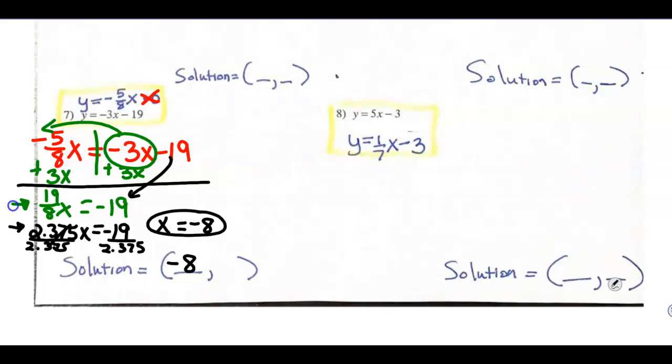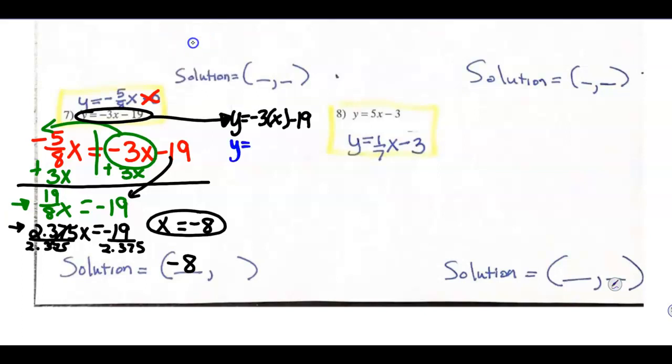So I got -8. Now what I'm going to do is I'm going to take my x and plug it back into my equation. I don't want to use the equation with the fraction because it's harder for me. I'm going to use this equation. Y equals -3 times x, and then minus 19. We already figured out what x is, so I'm going to rewrite it.